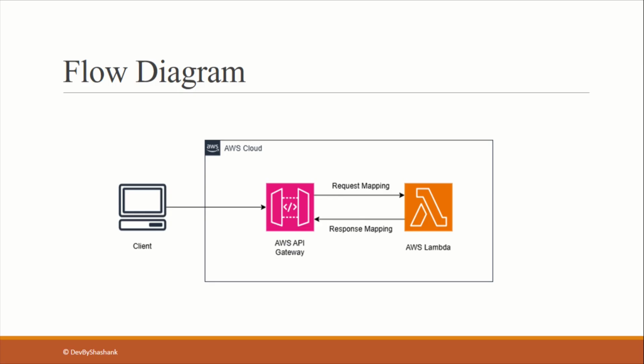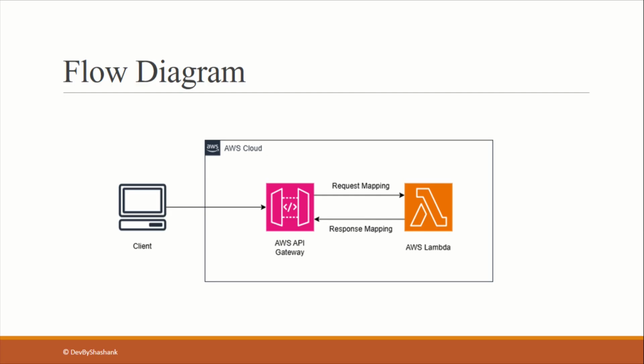For example, think of API Gateway as a receptionist. Clients talk in their own language, but the backend understands a different language. So API Gateway translates between them. And request and response mapping allows API Gateway to control what goes in and what comes out.